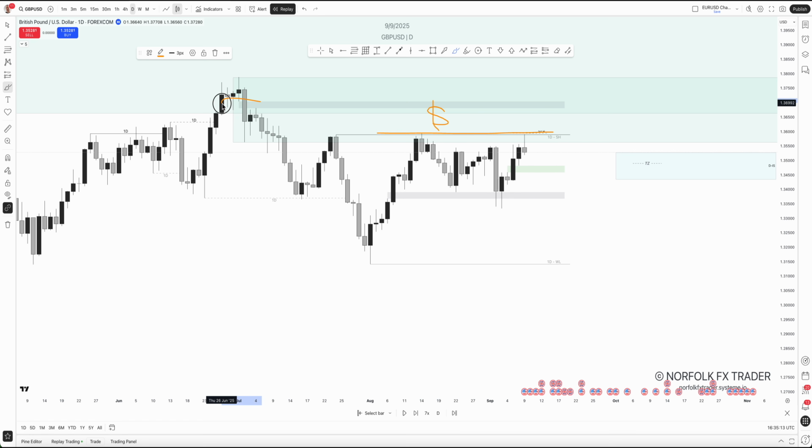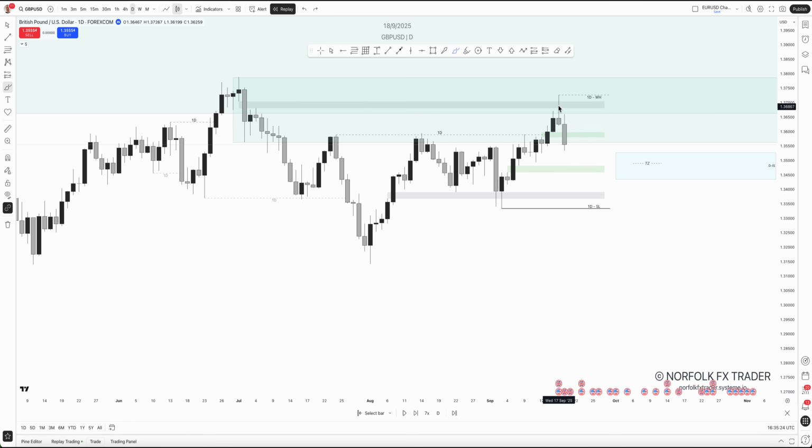What do we have above here? A nice area of imbalance. Remember I said there was an area of imbalance sitting there. That is where I'm going to look for the market to run to that imbalance if we can break higher. So let's see what happens. We break higher and we push into that imbalance.